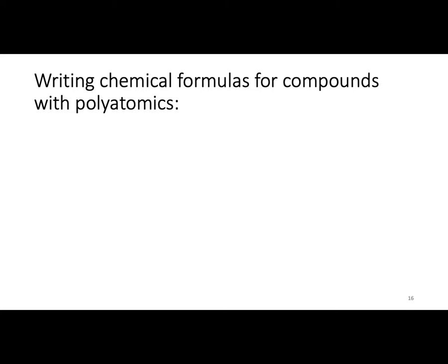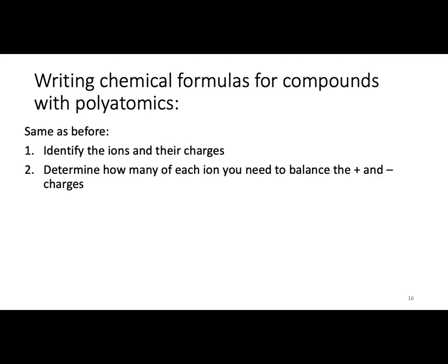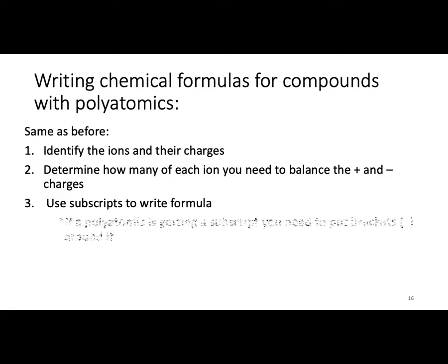Formulas. It's just the same as before. Identify the ions and their charges. Determine how many of each ion you need to balance the positive and negative charges. And use the subscript to write the formula. But this is the tricky part. If a polyatomic ion is getting a subscript, you have to put brackets around it.